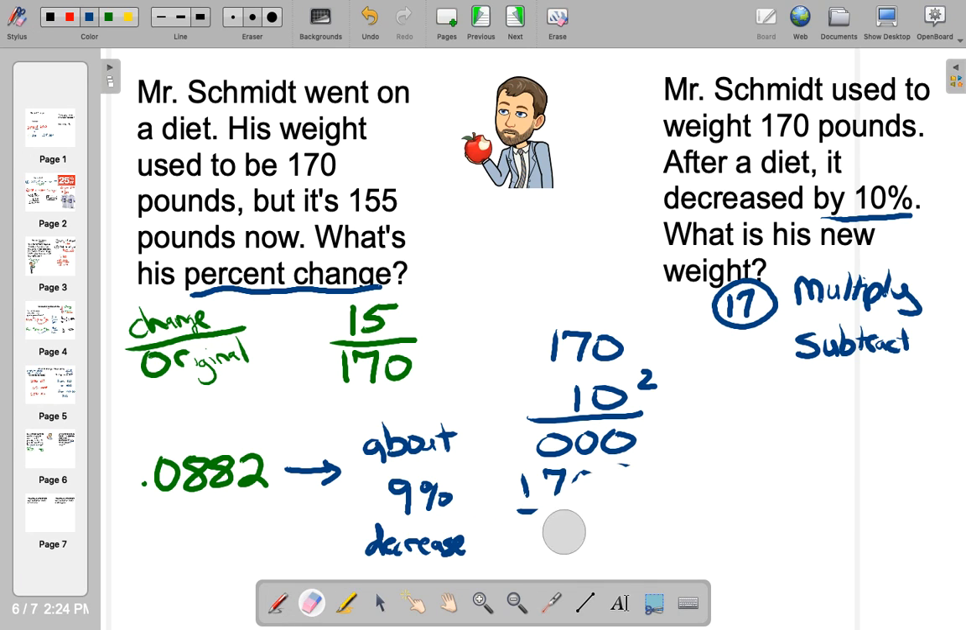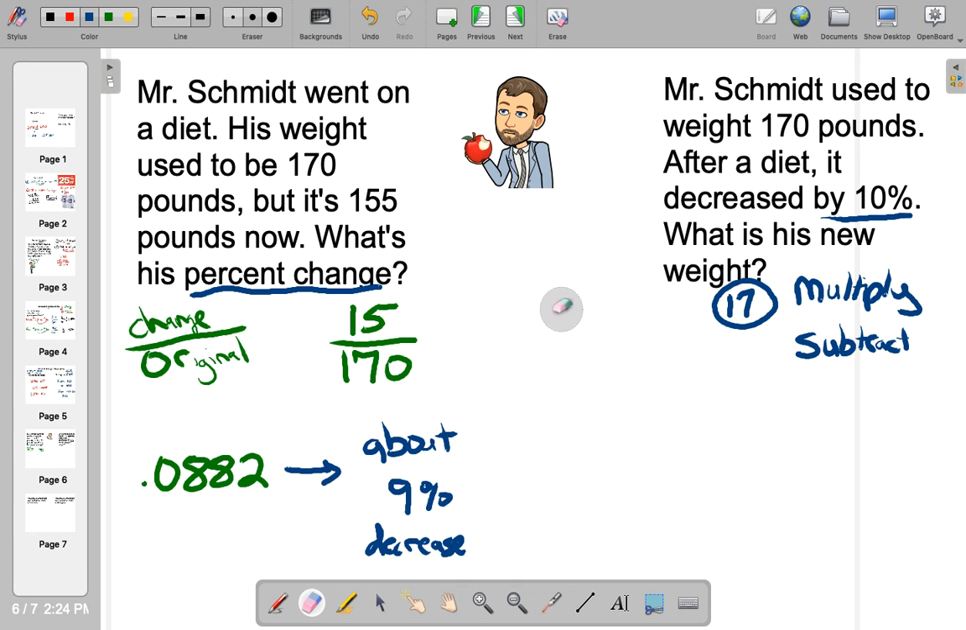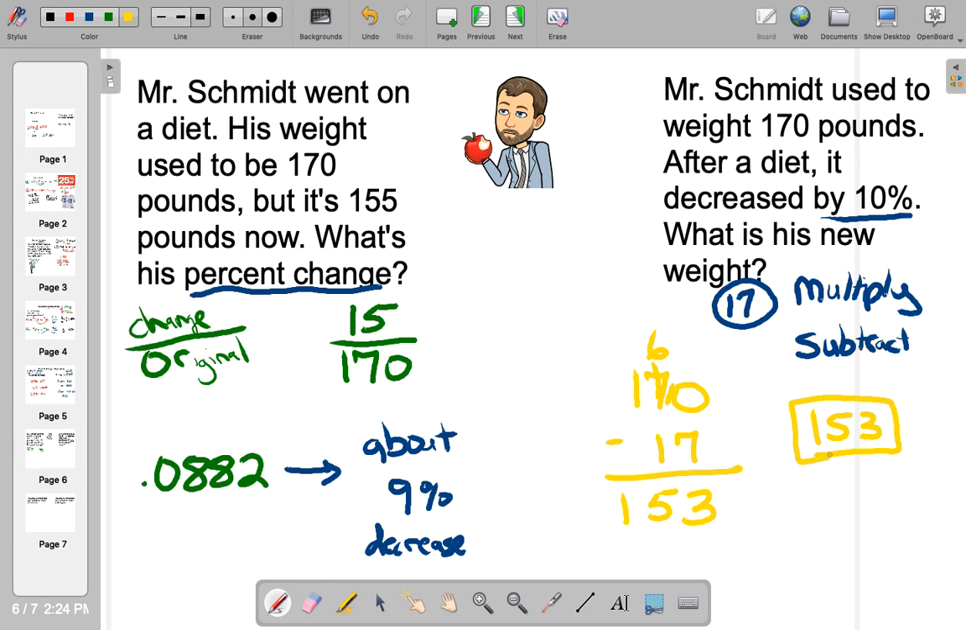So from here, all we need to do is subtract the 17 from our original 170. And I am at 153 pounds. So here are our two types of problems. We are either given the percent or we are finding the percent. Just make sure you do not treat them the same way.